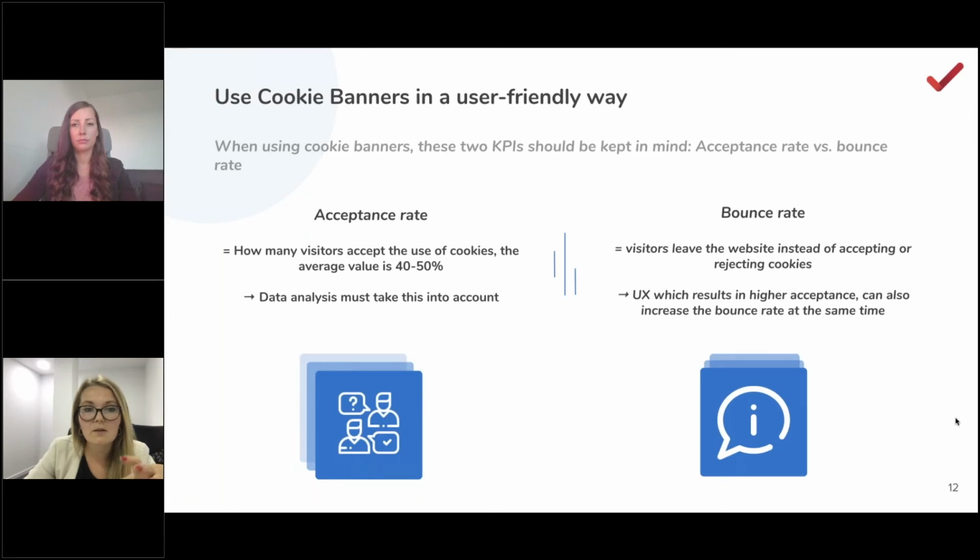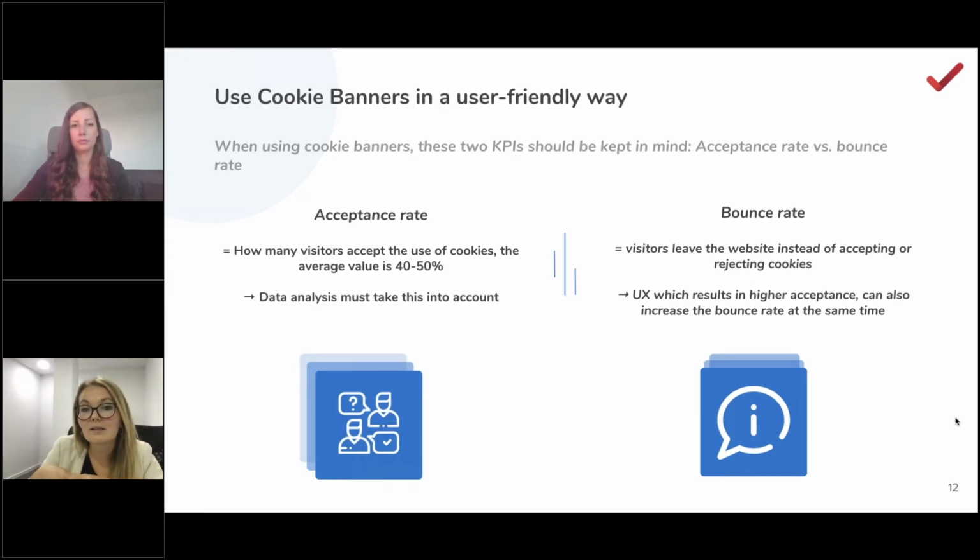Acceptance rate means, of all the visitors that are entering the website, how many of them are accepting the use of cookies. And the average value here on the market is around 40 to 50%. But that depends, and you can optimize that depending on the design of the cookie banner that you are choosing.